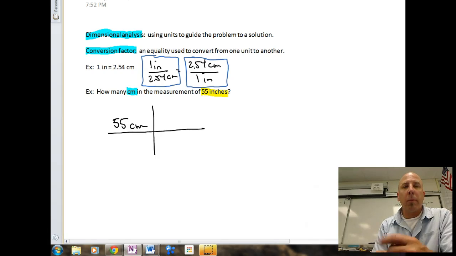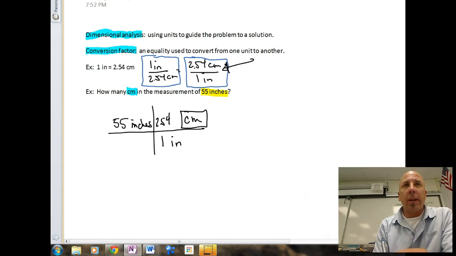I think I made a little mistake here. Let me erase, because I wrote centimeters here, but really it was inches. And I'm trying to find centimeters. So I'm going to choose the conversion factor that has centimeters on the top, and that would be this conversion factor here. So we're going to put 2.54 centimeters there, and on the bottom we're going to put 1 inch.